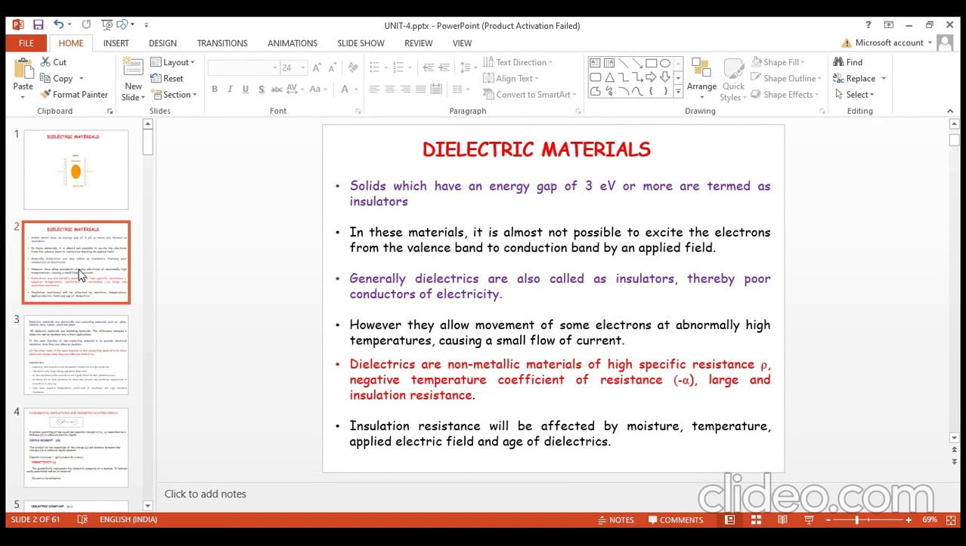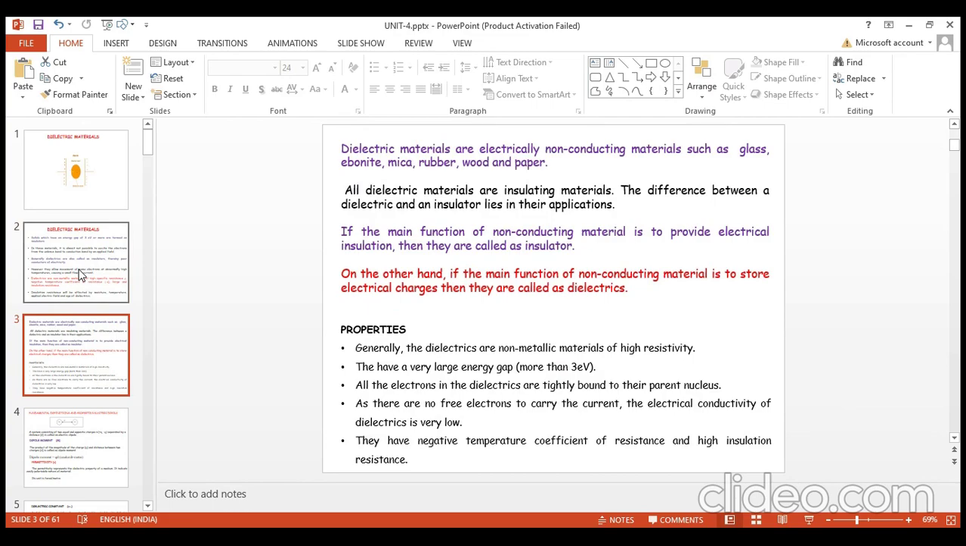Dielectrics are non-metallic materials of high specific resistance, negative temperature coefficient of resistance, and large insulation resistance. Insulation resistance will be affected by moisture, air temperature, the applied field and the age of dielectric materials. Dielectric materials are electrically non-conducting materials such as glass, ebonite, mica, rubber, wood and paper. These are examples of dielectric materials.